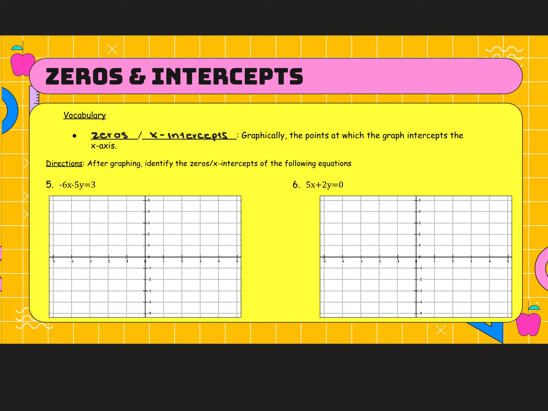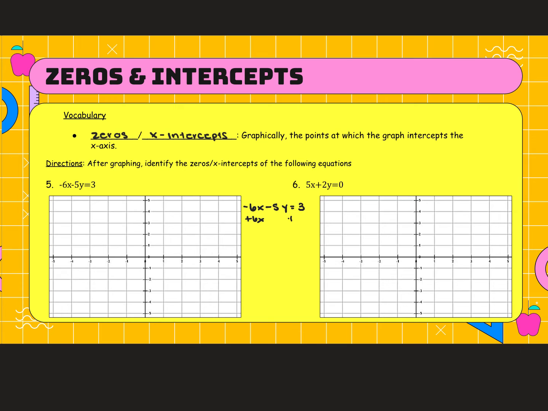All right, so we are going to graph the functions or graph the equations and identify the zeros and the x-intercepts. So remember, when we're talking about zeros and x-intercepts, we mean where the graph crosses the x-axis. All right, so looking here, I have the equation -6x minus 5y equals 3. So first we're going to go ahead and put that in slope-intercept form.